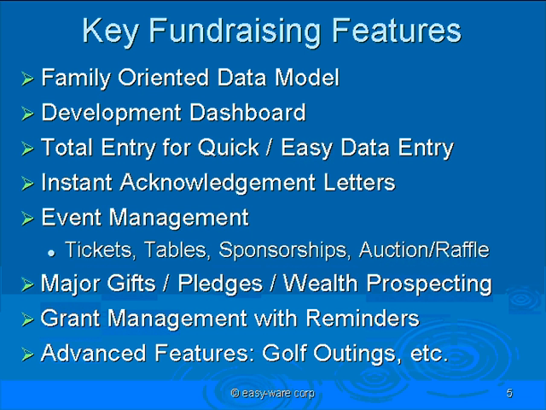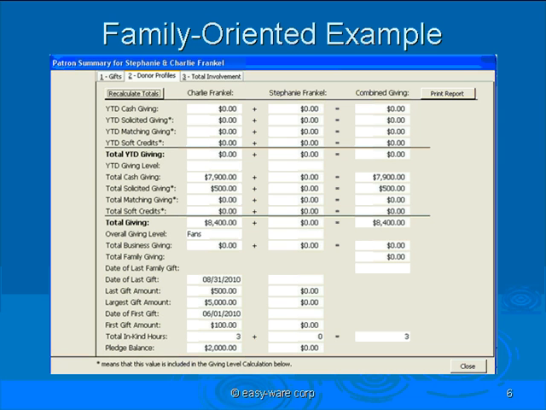We apply for thousands of grants here, and we needed something to be able to manage the grants as well and remind us when we needed to have key things happening. So advanced features like golf outings, like I mentioned. So the family-oriented example is pretty much where does all the funding come from.